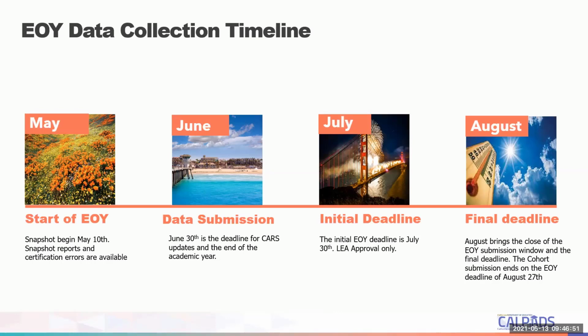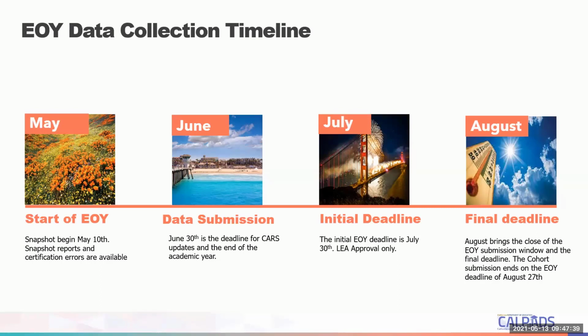So if you have a meeting in July, that won't be reported in this end of year. That will show up next year, right? So June 30th is the cutoff of the academic year and the end of the reporting period. Although we're still in the collection window, the last record that's relevant will be on June 30th. The initial deadline is set for July 30th. This initial deadline only needs LEA approval. While to be certified at the end of the amendment window in August, you need SELPA approval. That deadline is the 27th. The initial deadline, you only need LEA approval.